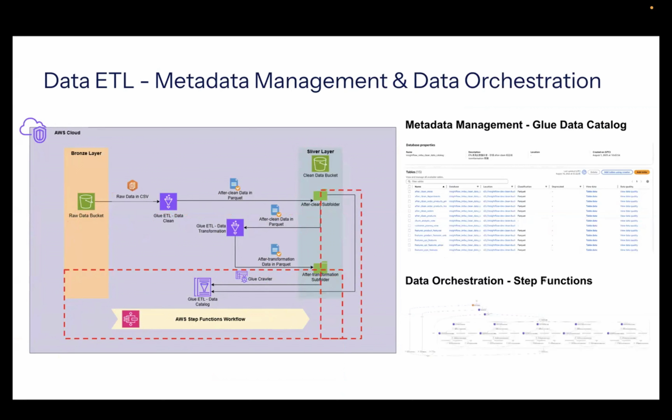Finally, let's talk about the metadata management and data orchestration. We use AWS Glue Data Catalog to centrally manage metadata for all cleaned and transformed tables, which makes it easier to query, manage, access, and trace data lineage. The entire ETL workflow is automated and monitored using AWS Step Functions, enabling robust scheduling, error handling, and logging. This ensures the pipeline is both reliable and scalable. Thank you. I'll hand over to Peter to talk about the machine learning part.